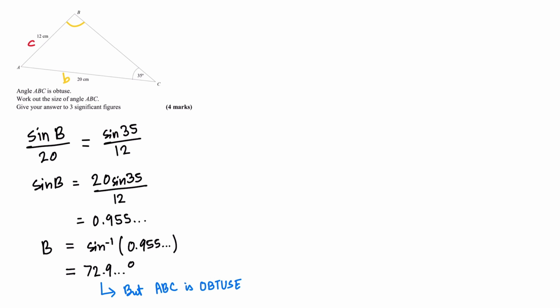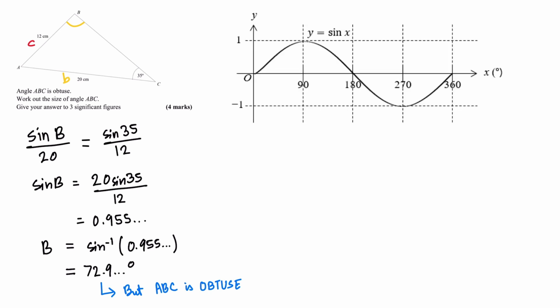But the question tells us that angle ABC is obtuse. So what that means is that the angle ABC is greater than 90 degrees. And 72.9 is obviously less than 90. So here what I've done is just have a little sketch of the sine graph. If you haven't watched my video on trig graphs, I highly recommend watching it because this is a very important and useful trick that you can use in your exam for questions like this.